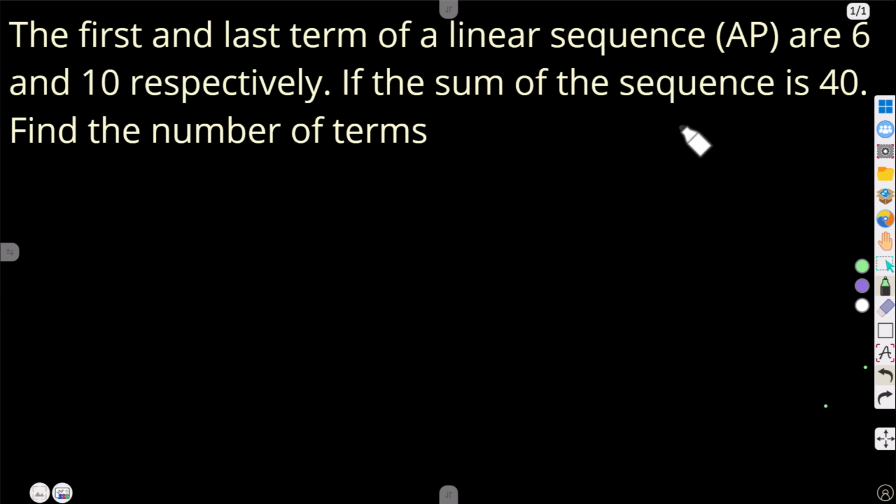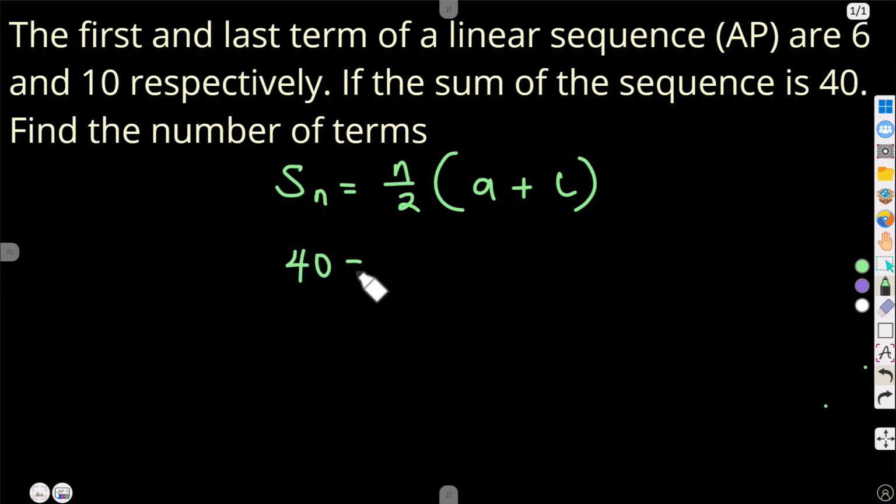So the first thing you do is to write out the formula for the sum of terms for a linear sequence. Now, there are two types of questions and two types of equations, but I think the one that is best used for this will be n divided by 2 and a plus l, which represent the first and the last term. Now, we know from the question that the sum of the sequence is 40, so replace Sn with 40, and n, well, that's what you really want to get. So you keep it the same way, and a, which is the first term, which from the question is 6, plus the last term, which is 10.